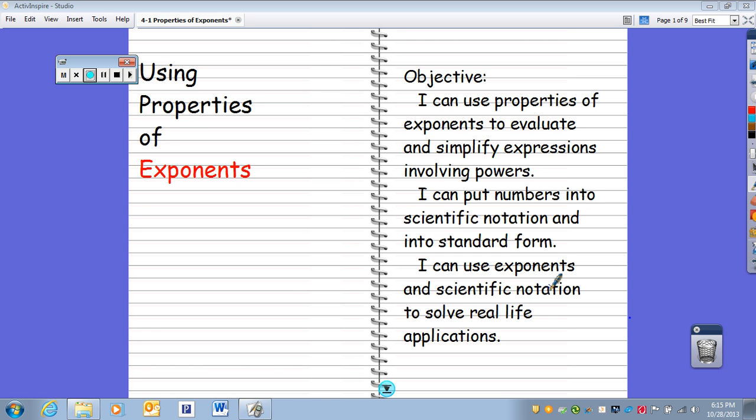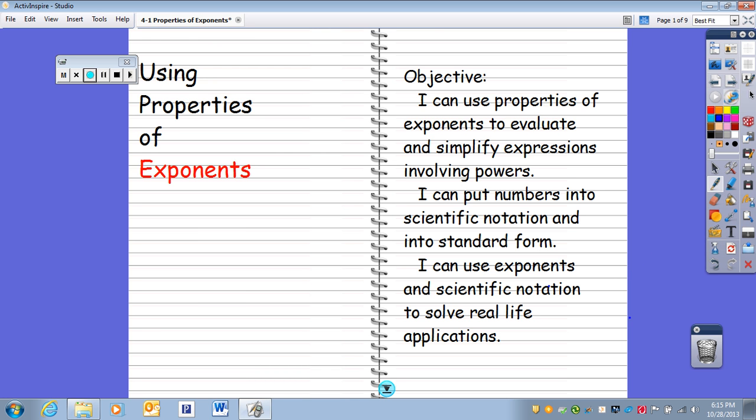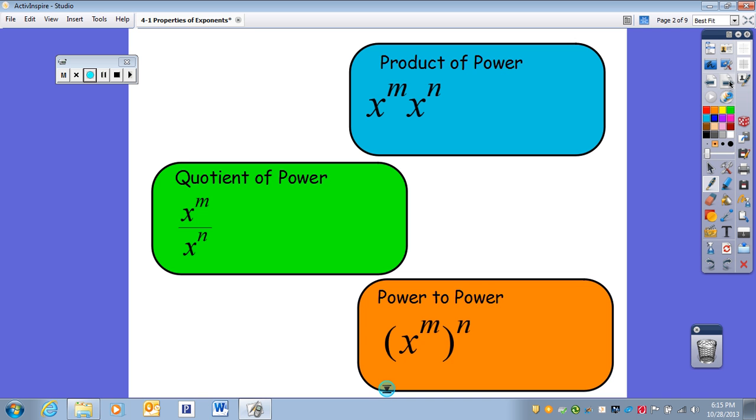In this lesson, we are going to use properties of exponents to evaluate and simplify expressions involving powers. We are going to put numbers into scientific notation and back into standard form, and we are going to use exponents and scientific notation to solve real-life applications. First, let's begin by reviewing some of our power rules.